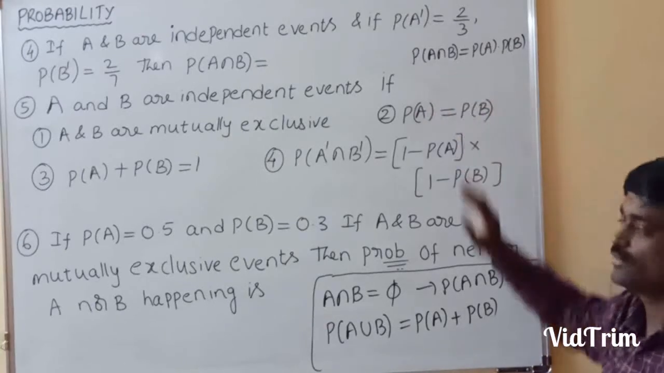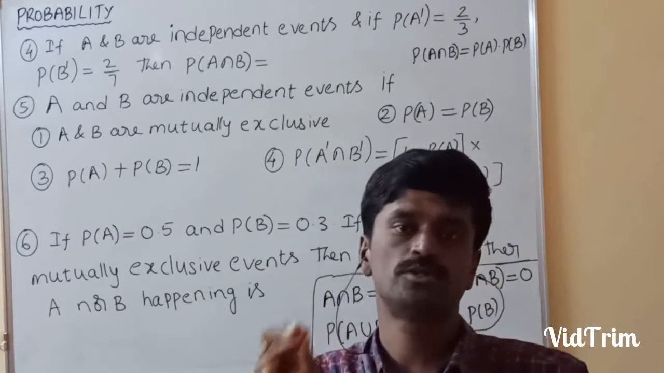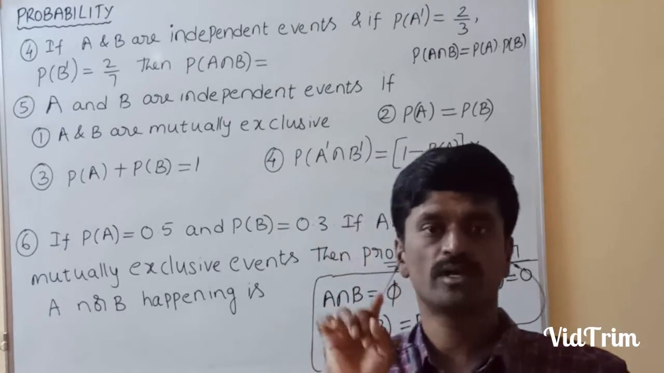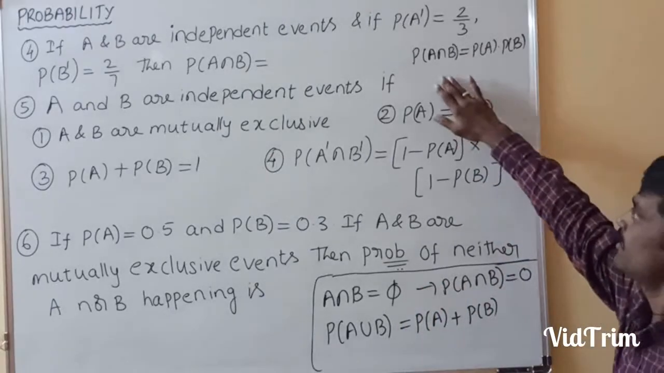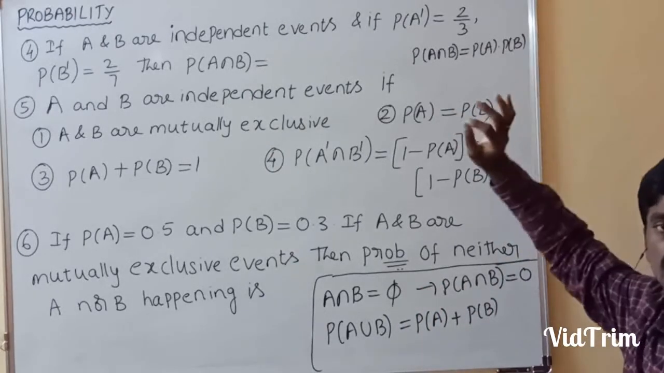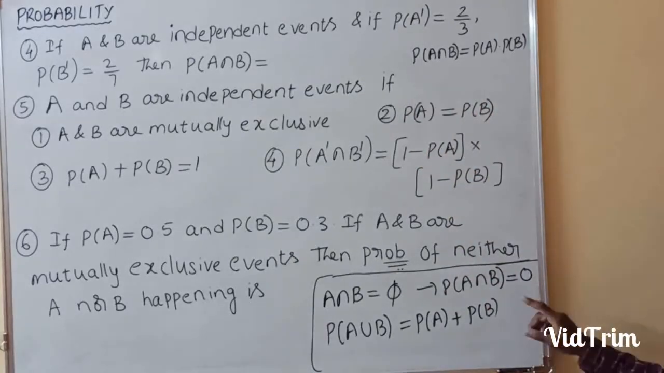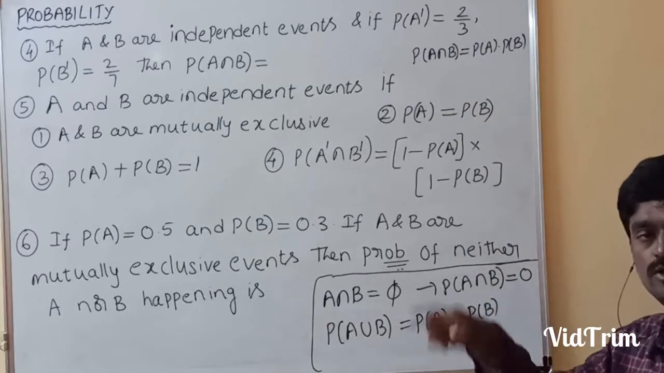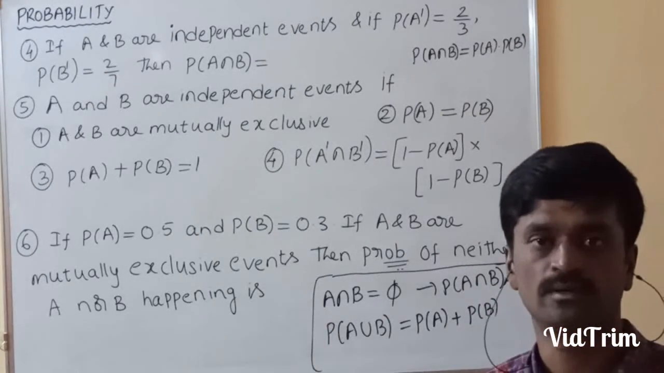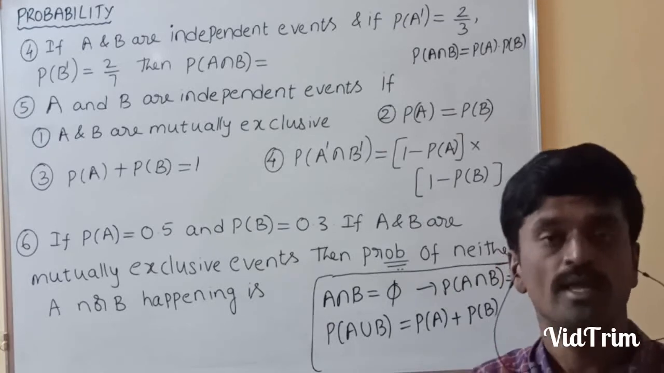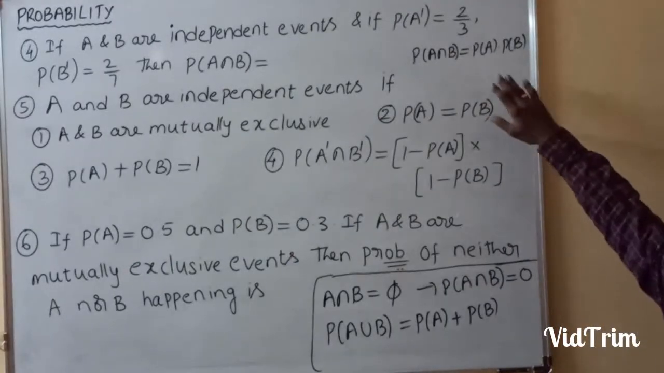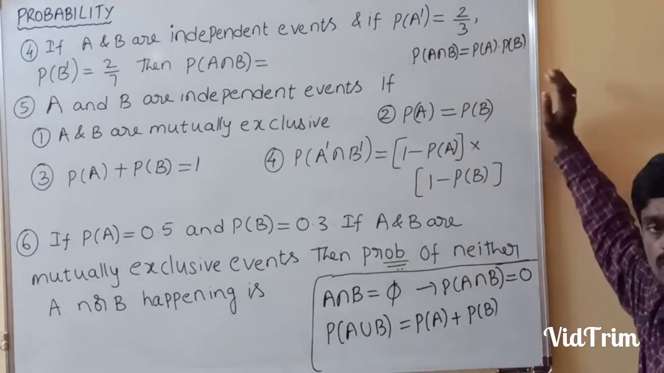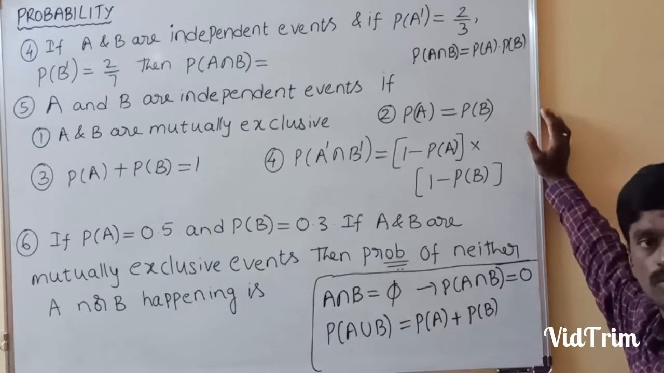That means here the probability of A intersection B has some non-zero value, because we are considering A and B as possible events. So the probability of A intersection B has some value when A and B are independent events. But if A and B are mutually exclusive events, what is the probability of A intersection B? 0. That means it is an impossible event. If A and B are independent events, P of A intersection B has some non-zero value, so A intersection B is some possible event.